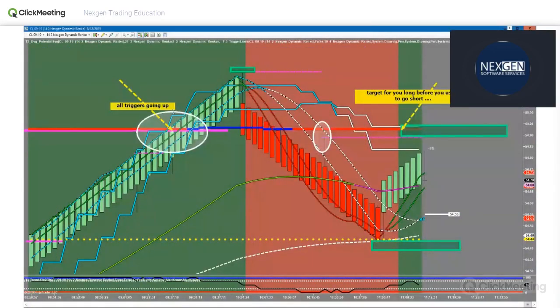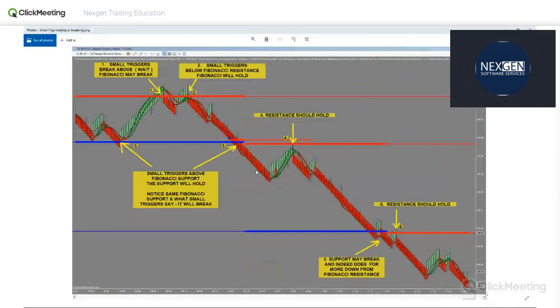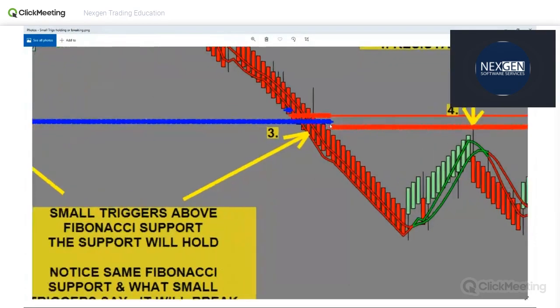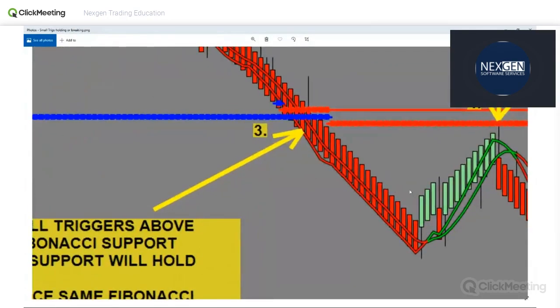The triggers overran the fib over here, but now the synthetic triggers are much more favorable that this fib holds. So we had to wait until the triggers got below the fib before we could use it to go short. So watch the simplicity of it. Super strong triggers, take one shot. If it breaks, yay, you made a bunch of money and you can keep going short. If it doesn't break, then it's a one and done.